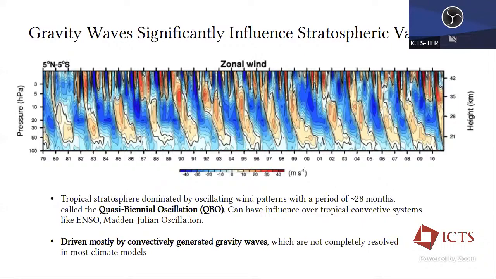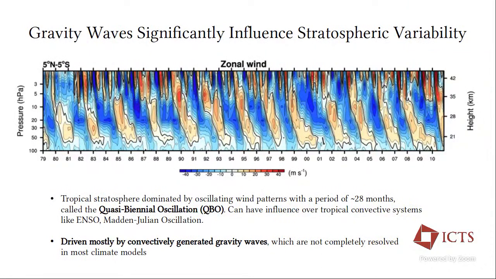And because of this, the mode of variability is called the quasi-biennial oscillation. I think Kannabiran also showed a plot that discussed the QBO. Now, many studies have explored the possibility of the QBO impacting tropical convective activity like ENSO and the Madden-Julian oscillation, for instance. And this QBO, this alternating pattern of tropical winds, is driven mostly by a mix of waves: Kelvin waves, mixed Rossby gravity waves, internal gravity waves, and so on.